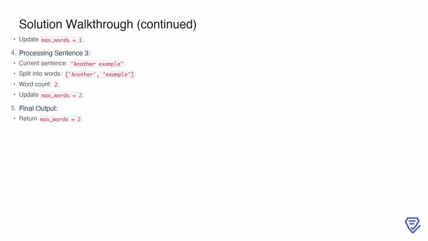At this point, we have processed all the sentences in this example. The maximum word count across the 3 sentences is 2, so we return max_words equals 2 as the final output. This example highlights how the solution handles cases with empty strings and sentences of varying lengths.